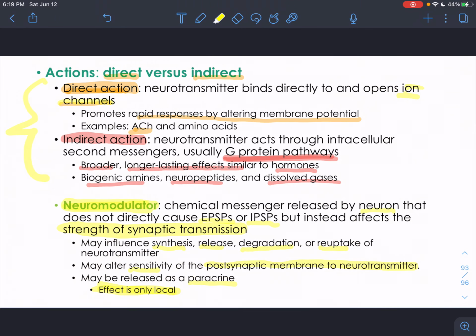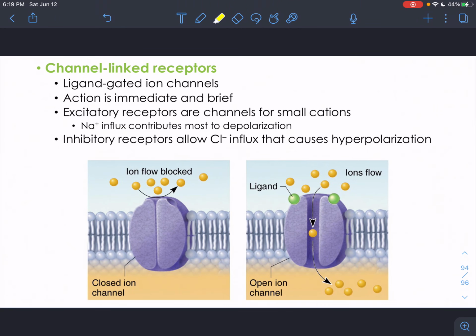So our direct effects open ion channels, right? We've talked about this, but these channel-linked receptors have an ion channel that can either be closed or open, and its state is dependent on the binding of a ligand. In this case, the ligands are going to be our neurotransmitters.